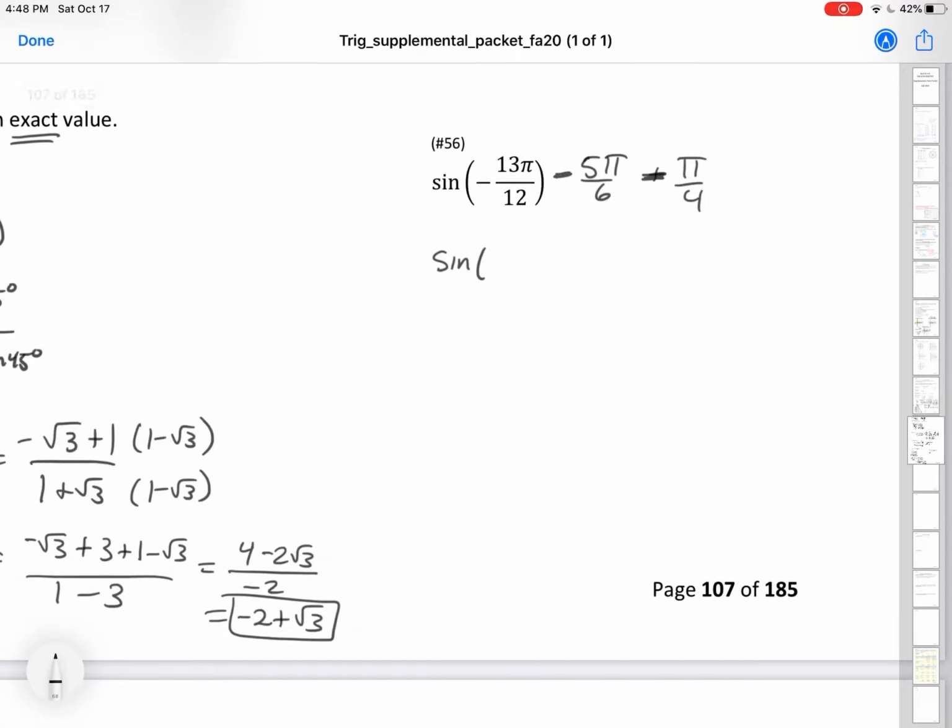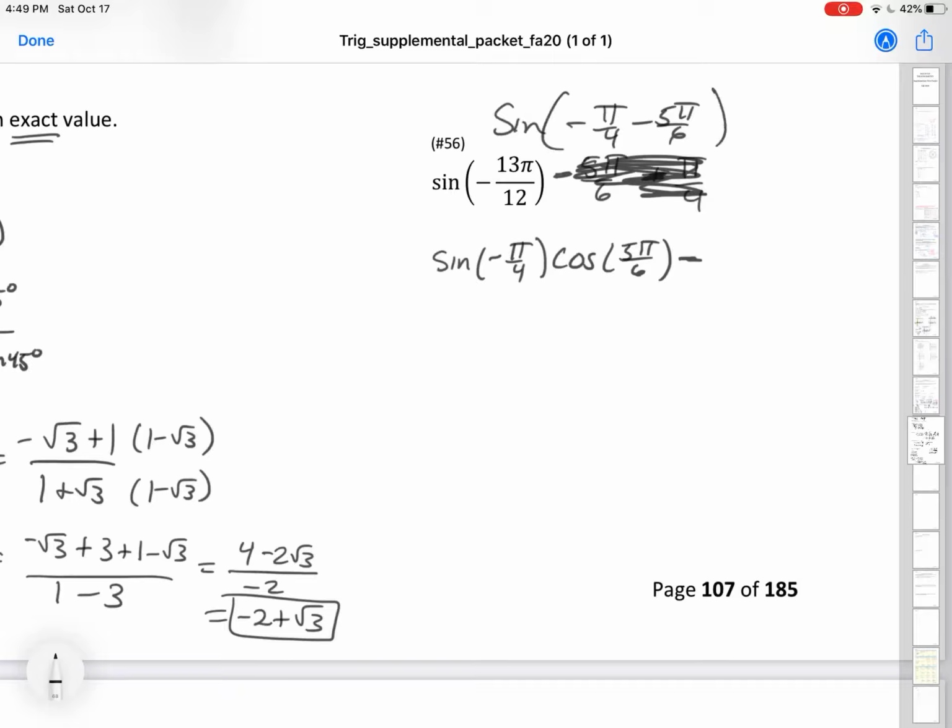So this is sine of negative, well, let me do sine of negative pi over 4. Let me reverse these, just because I think it will be better for me. So sine of negative 5 pi over 4 times cosine of positive 5 pi over 6. Because it was sine, cosine, and they're different, it's going to be the exact same sign. So it's going to be a minus sign in the middle, right? Remember, we're doing this.